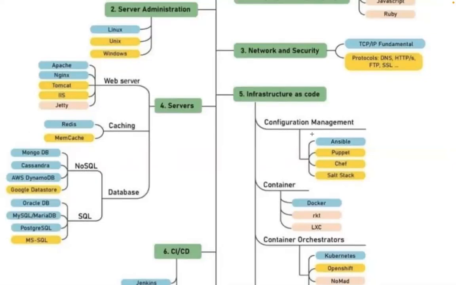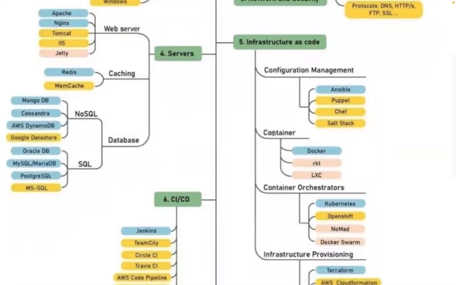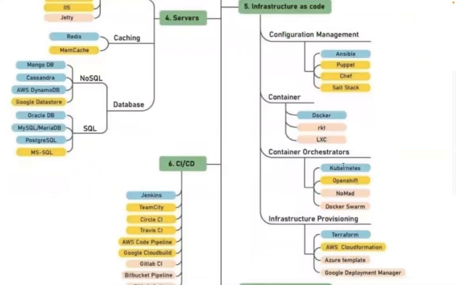They are what's called configuration management. They're talking about the infrastructure as well. So we are talking about containers, talking about Docker, talking about container orchestrators, we're talking about Kubernetes. Now we're talking about Kubernetes and OpenShift. These are what most of the servers are built on. So OpenShift is by Red Hat.